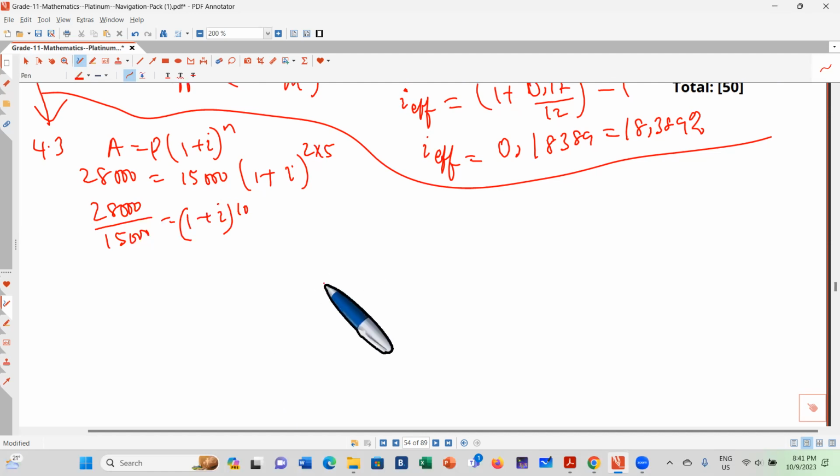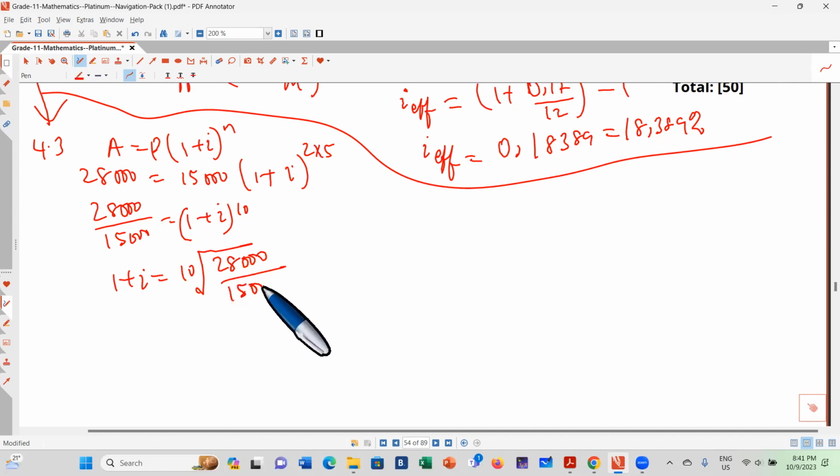So to solve for i at this point, we will have 1 plus i to the power 10 equals 28,000 divided by 15,000. Right, you subtract everything to get i.